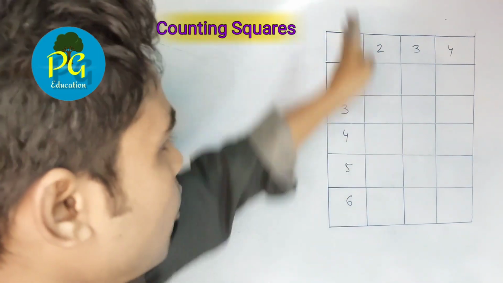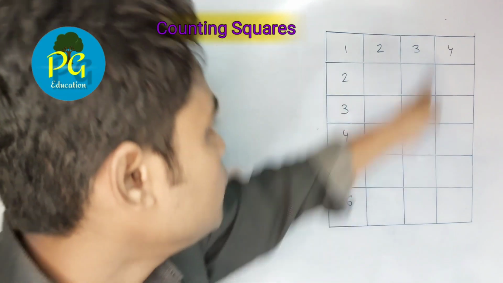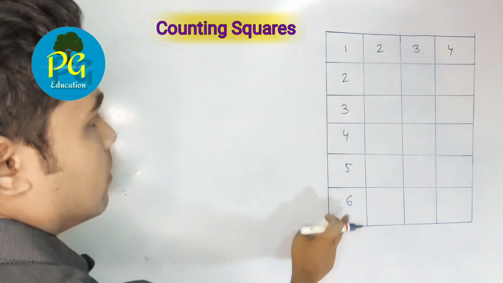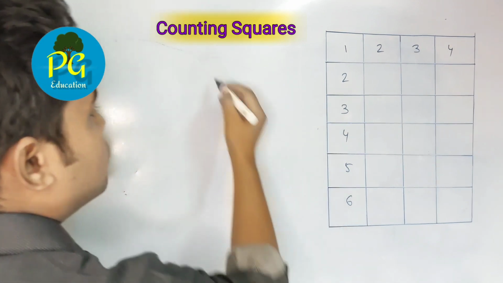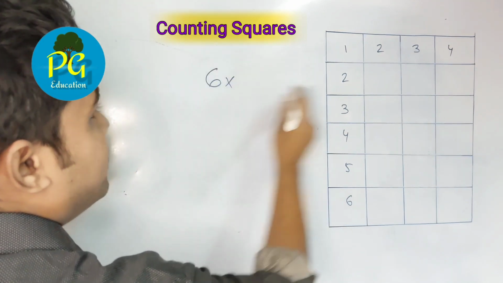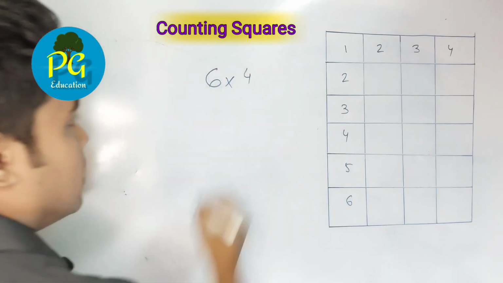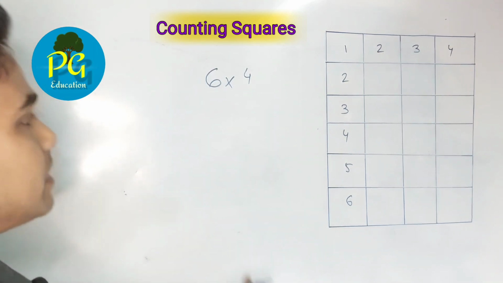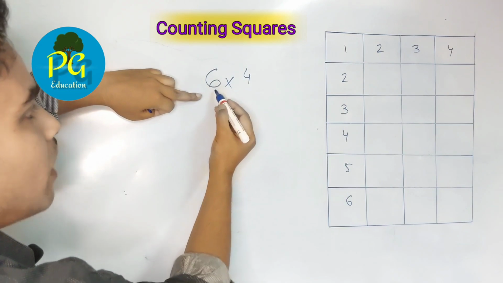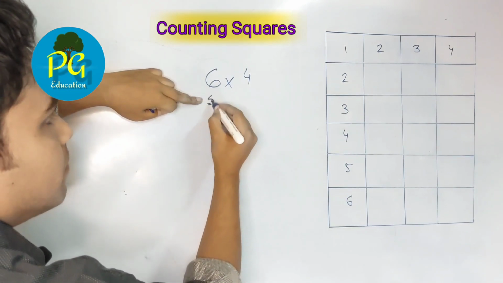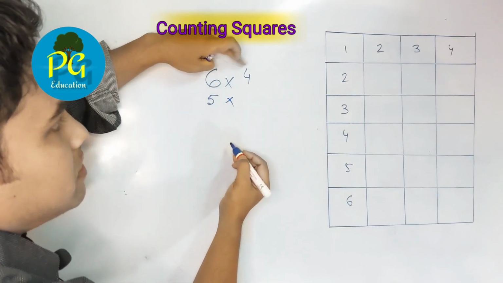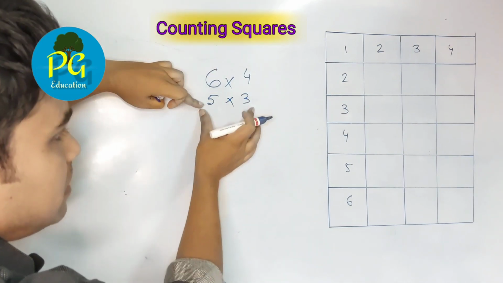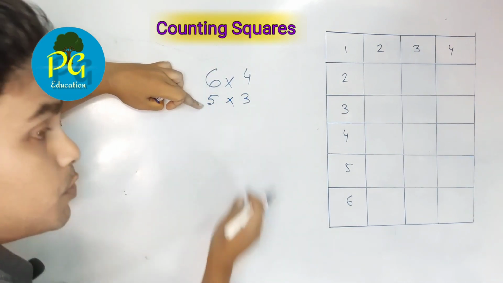And these are columns. How many columns are there? 1, 2, 3 and 4. So how many rows are there? There are 6 rows. And how many columns are there? There are 4 columns. Now you have to write numbers in such a way that the next number is 1 less than 6. How much? 5 into. The next number is 1 less than 4, 3. So 5 into 3. Similarly we have to go this way up to 0.